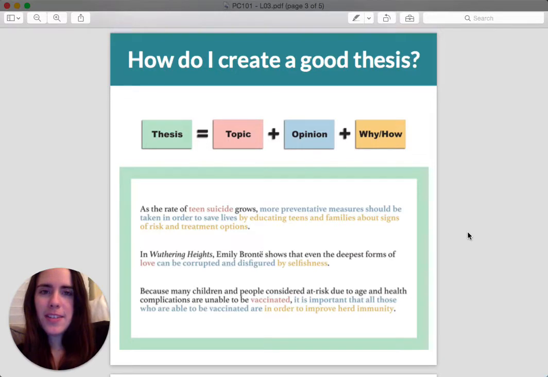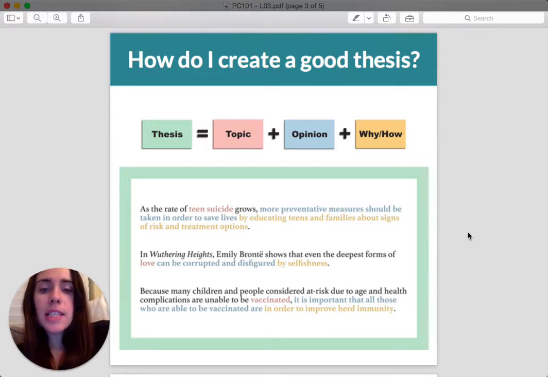Now that you understand what a thesis is, you're probably wondering, how do I create a good one? Well, I have this little formula to help you, and we'll go ahead and look at a few examples together. A good thesis has a topic, an opinion, and then the why or the how. So let's look at some of these examples.